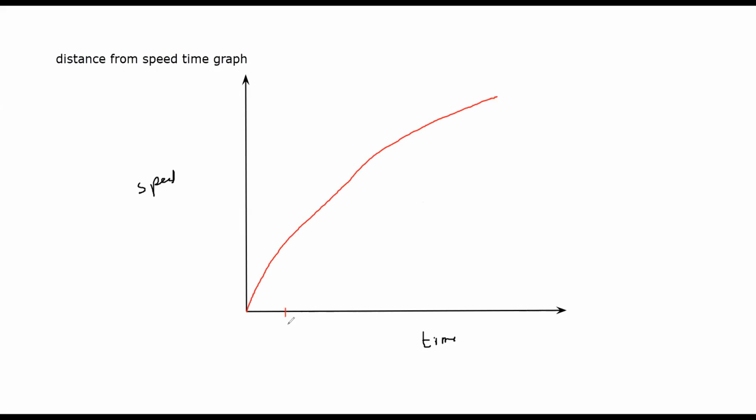Say the numbers are 2, 4, 6, 8, 10, 12, and 14 on the time axis, and on the speed axis, say 10, 20, 30, 40, 50, and the last one, for example, 60.